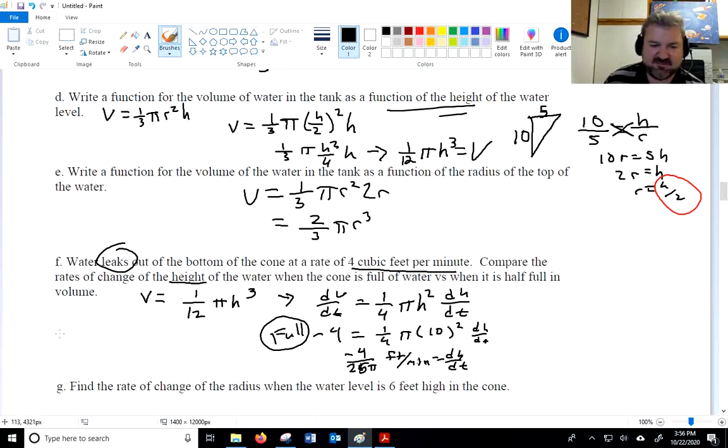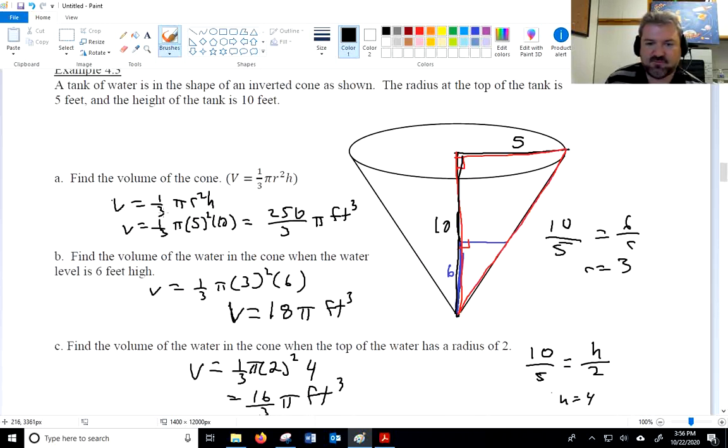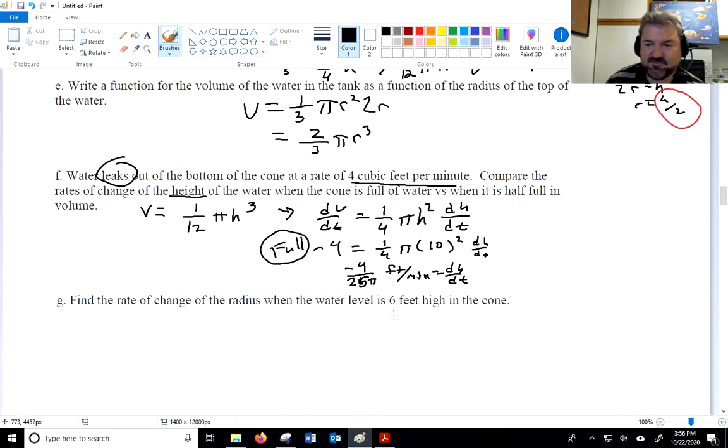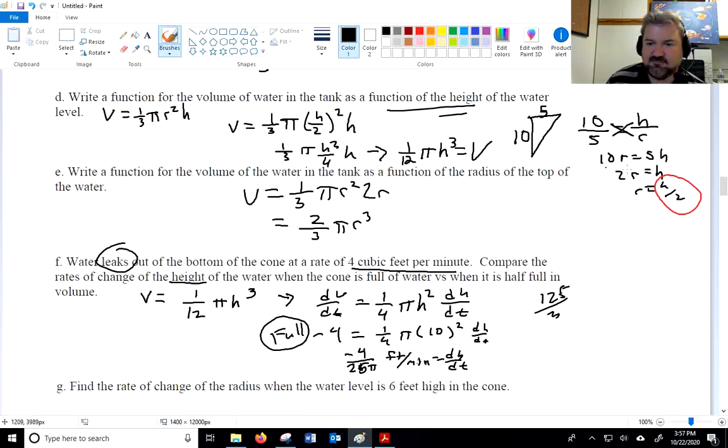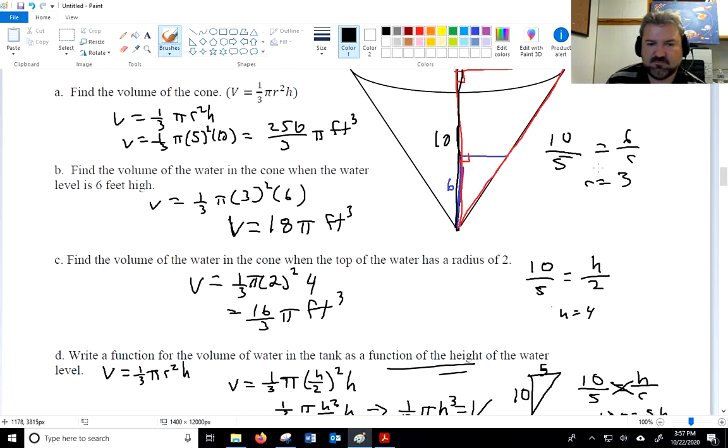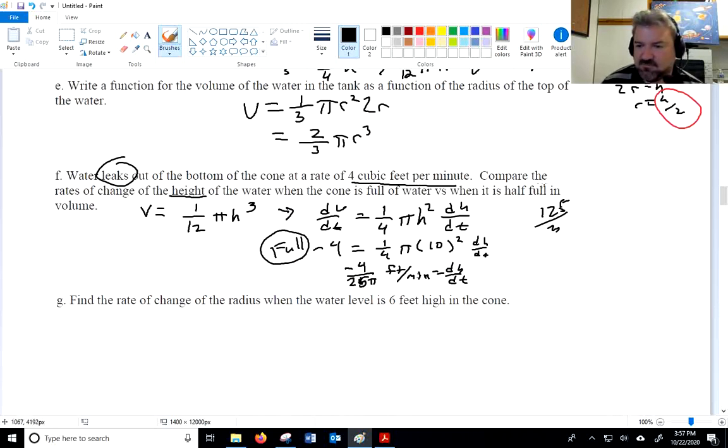But now this is a little bit different. So what was the volume when we had a full cone? It was 250 over 3 pi, right? So it must be 125 over 3 pi. That is the volume when it's half full.